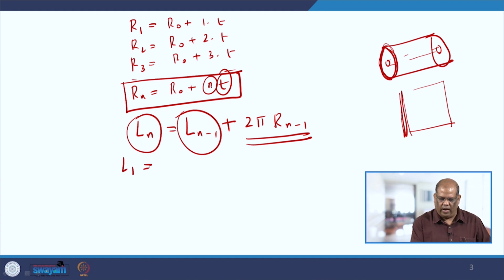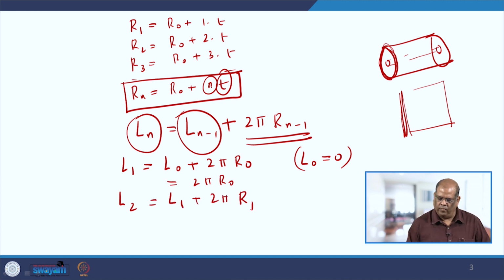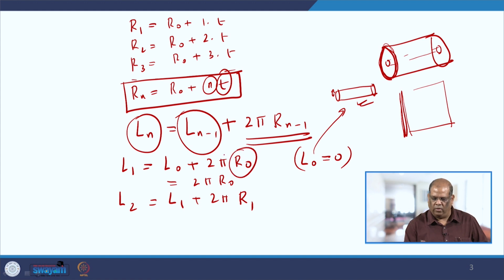In a similar manner, I find L1, which is L0 plus 2 pi R0. Initially, there is no length, so your L0 is equal to 0. So basically, this is 2 pi R0. Then L2 is equal to L1 plus 2 pi R1. Initially, you only have the cardboard core, so there is no paper there, and hence L0 is equal to 0. But initially, there will be a radius of the core, which is going to be your R0. So your L0 is equal to 0, and you get L1 equal to 2 pi R0.